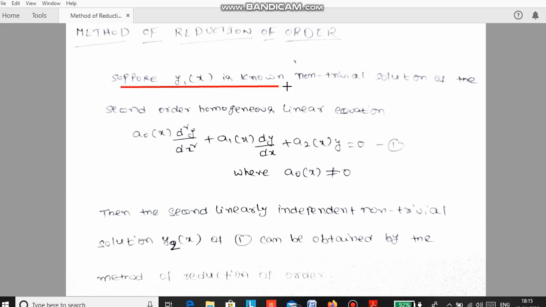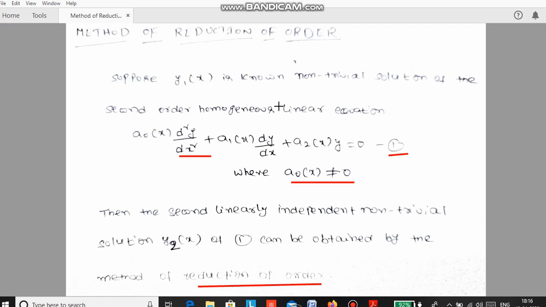Suppose y1 of x is a known non-trivial solution of the second order homogeneous linear equation. So the equation is a naught of x d square y by dx square plus a1 of x dy by dx plus a2 of x into y is equal to 0, where the condition is a naught of x not equal to 0. Then the second linearly independent non-trivial solution y2 of x of equation 1 can be obtained by the method of reduction of order. Observe here, this is a second order homogeneous linear equation.